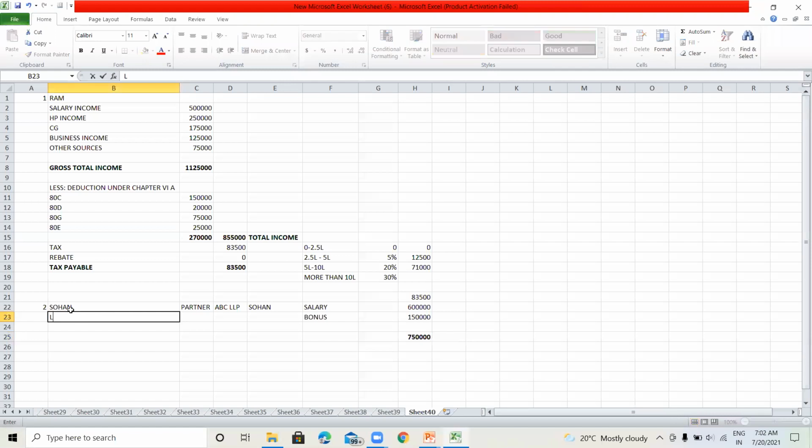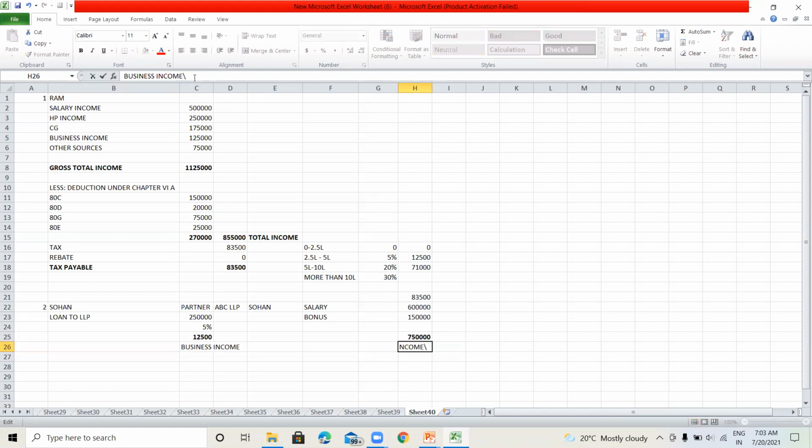Just like Mr. Sohan, he has provided a loan to the LLP for rupees 2,50,000, and on such loan he is earning income by way of interest, 12,500 rupees. It will also be considered as business income, because it will be considered that the partnership firm is the business of the assessee. It is the business of Sohan.